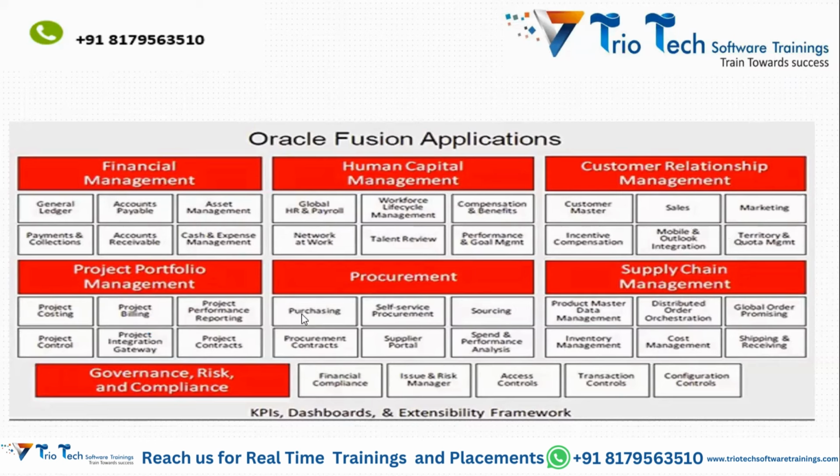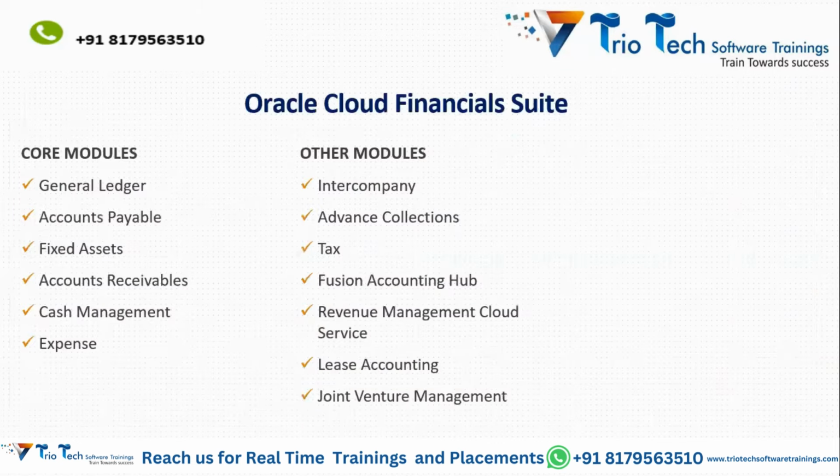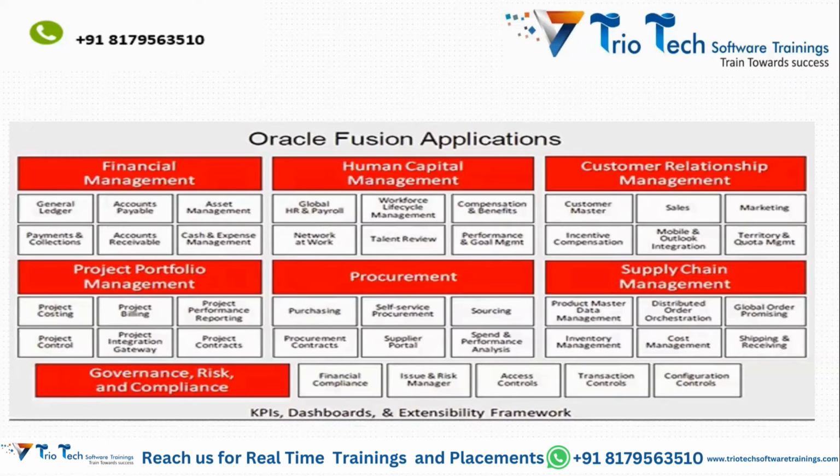For procurement, there is purchasing, self-service procurement, sourcing, supplier portal. All these would be coming under procurement, and many more under the supply chain management. For governance, risk and compliance as well, there are certain tools and controls available in the Oracle Fusion applications. So this is just for your high level understanding that I have included this chart.